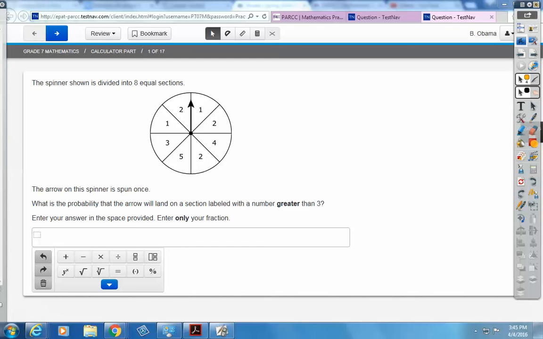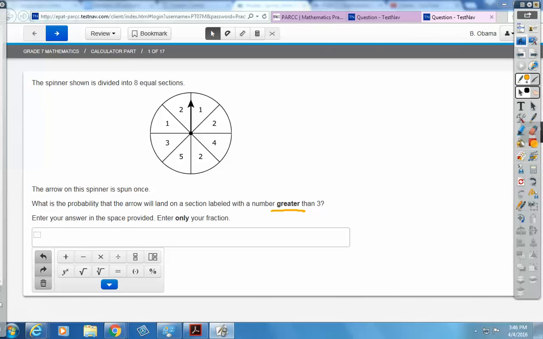All right, so this is the 7th grade PARCC Practice Test 2 Calculator section, problems 1 through 9. The spinner is divided into 8 equal sections. The arrow in the spinner is spun once. What is the probability that the arrow will land on a section labeled with a number greater than 3? Enter your answer in the space provided. Enter only your fraction.